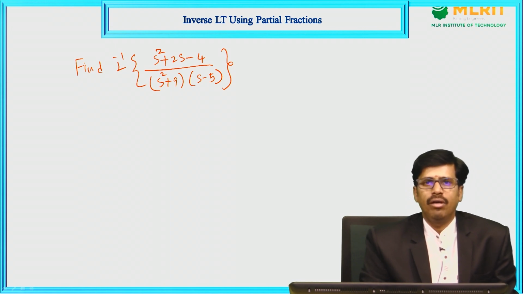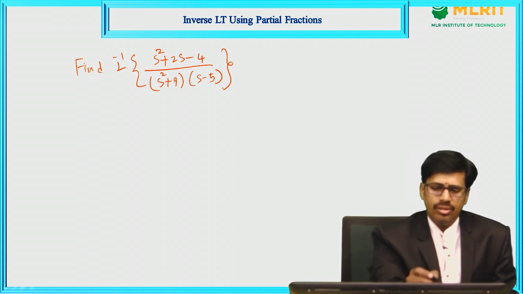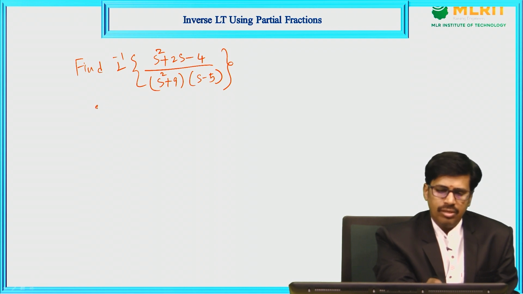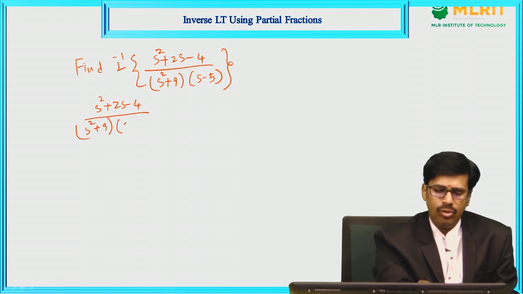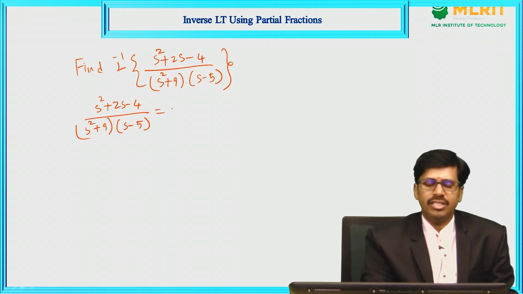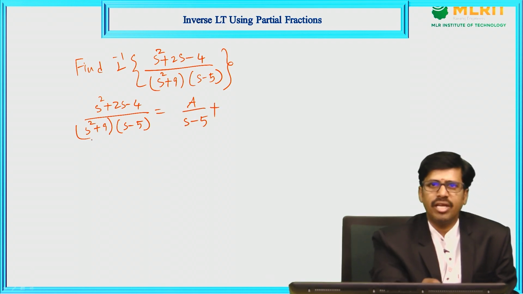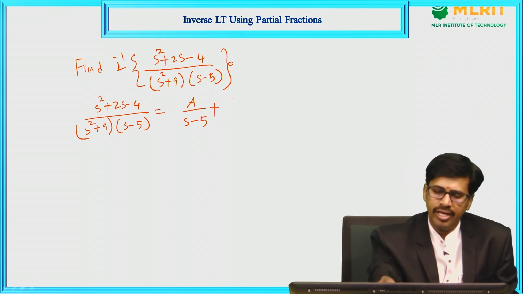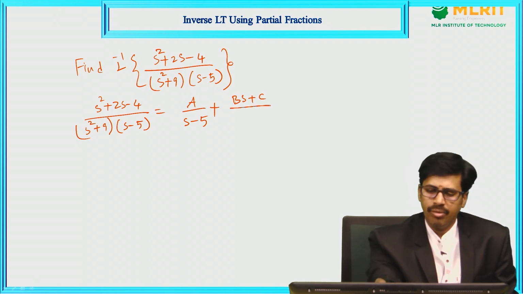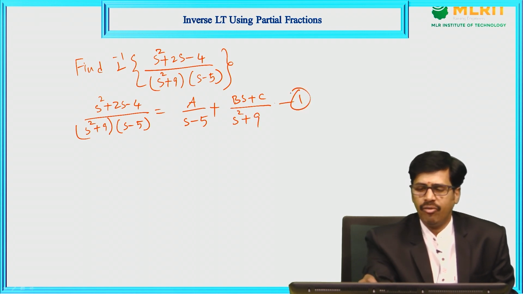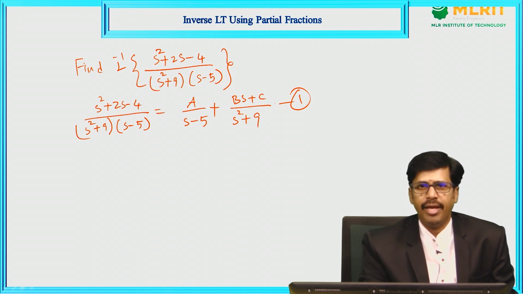To apply partial fractions to this, first of all, we write (s square plus 2s minus 4) by (s square plus 9) into (s minus 5). To apply partial fractions, this can be written as a by (s minus 5) plus, since s square plus 9 we cannot write into factors, we write it as (bs plus c) by (s square plus 9). Here let it be equation 1. We have to find the values of a, b, c.